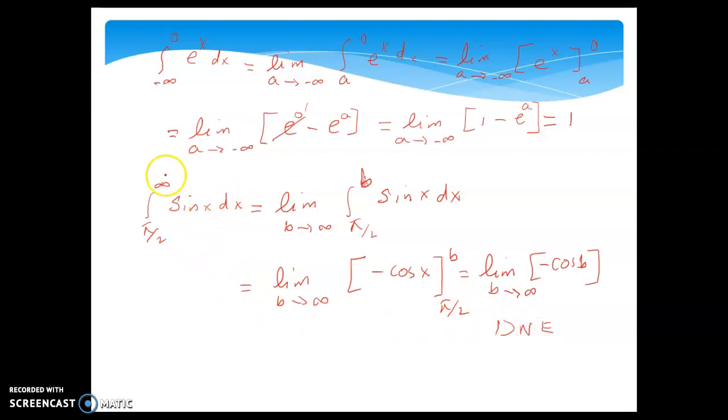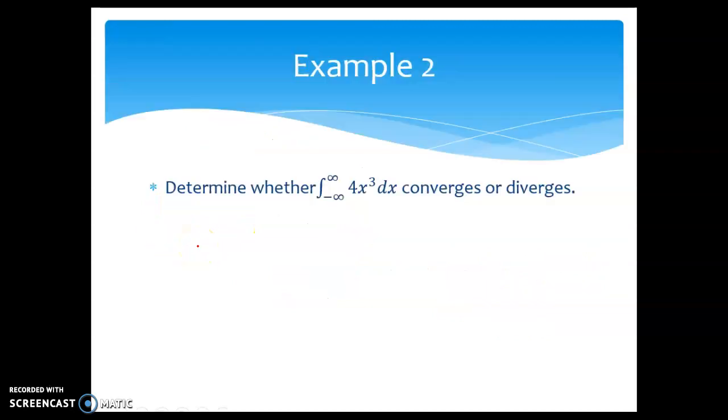So that means this integral here diverges. Okay, we want to determine whether this integration converges or diverges. So this integration can be partitioned into the integral from negative infinity to 0 of 4x cubed dx plus the integration from 0 to positive infinity of 4x cubed dx.